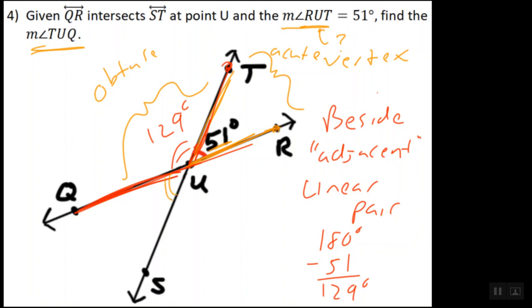And one final thing, just as a bonus, we'll just use one tick mark here. If this is 51, its vertical angle must be 51, and if this is 129, its vertical angle must also be 129.